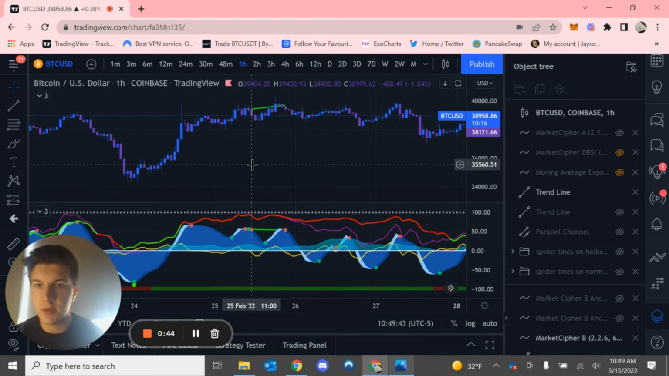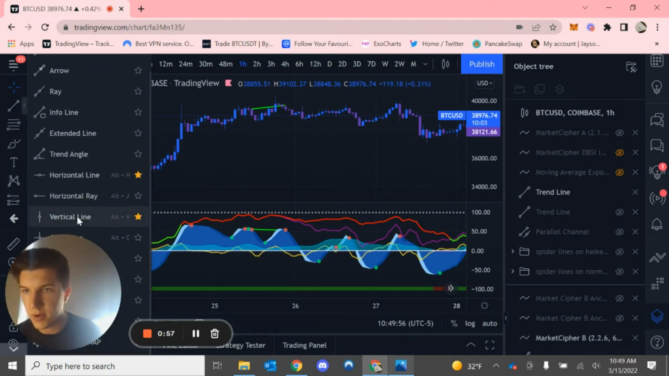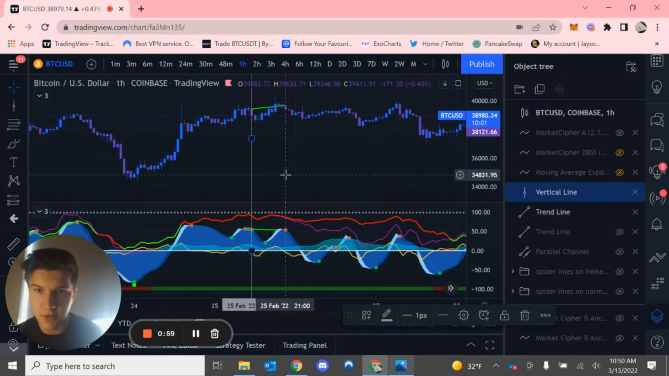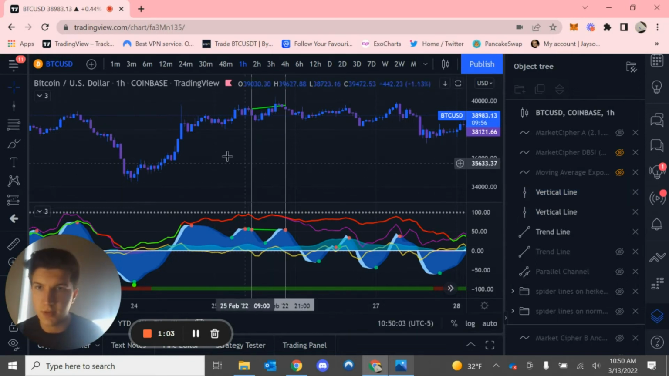Just really what I'm doing is connecting the dots. In this case, for a short, I'm connecting the red dots. And so the next thing I look for, well, first, let's draw vertical lines over each of these points that we are identifying the divergence with. And so we did that.